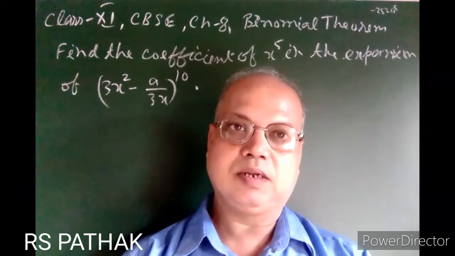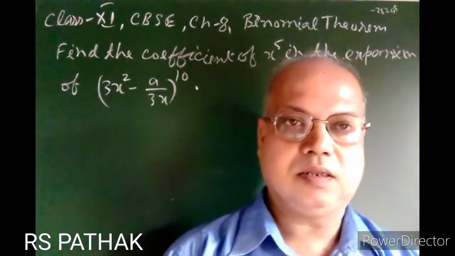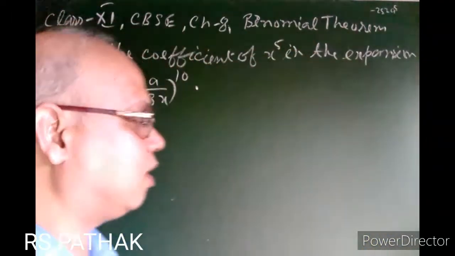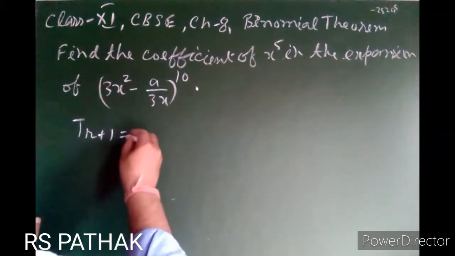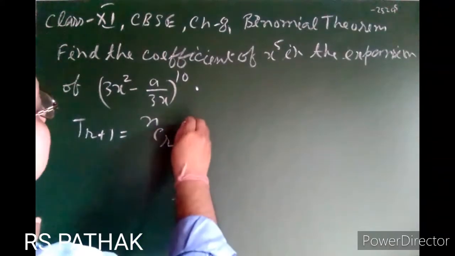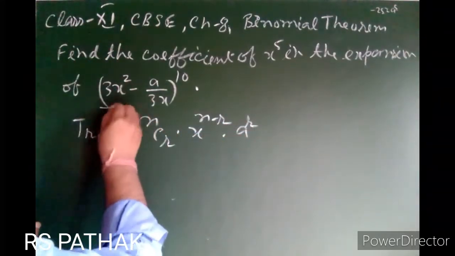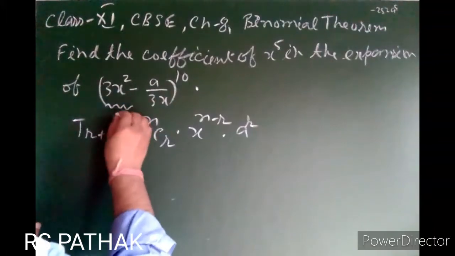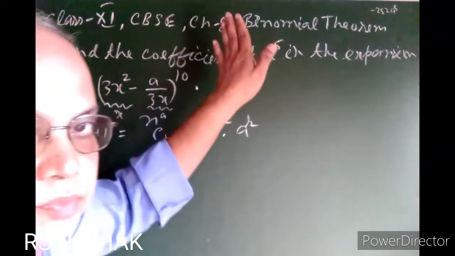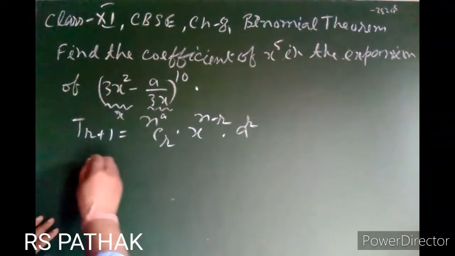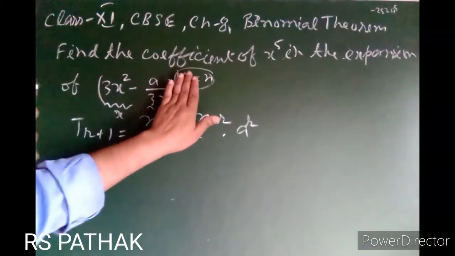Which term will be the coefficient of x to power 5? For this, you will find the general term. The formula for general term is T(r+1) equal to nCr x to power n minus r a to power r. This term is x and this term is a. Understood? And this is n. The index is n. Power is n.